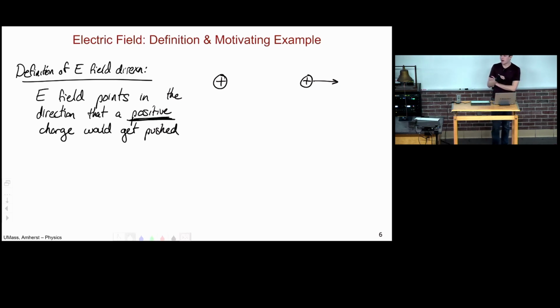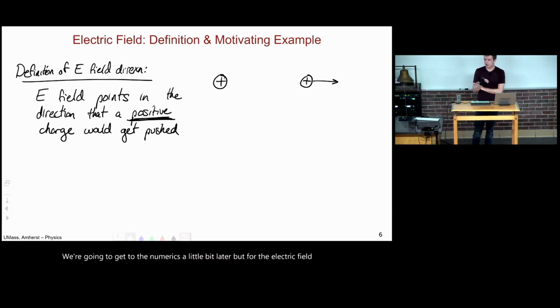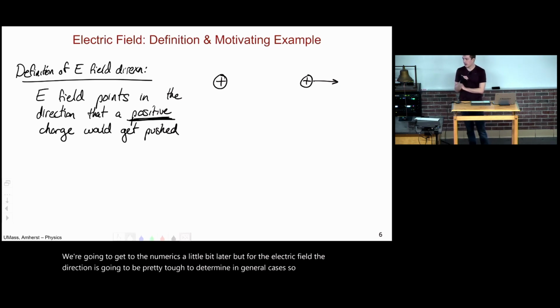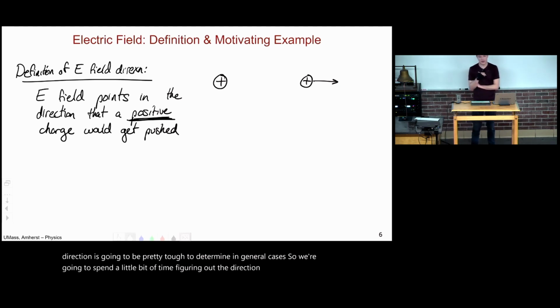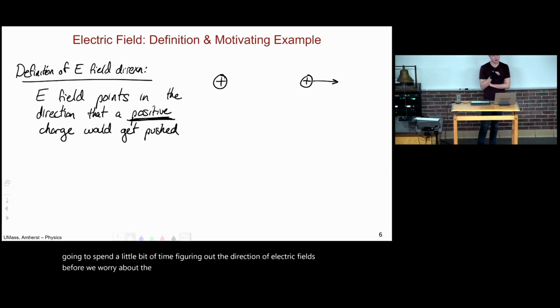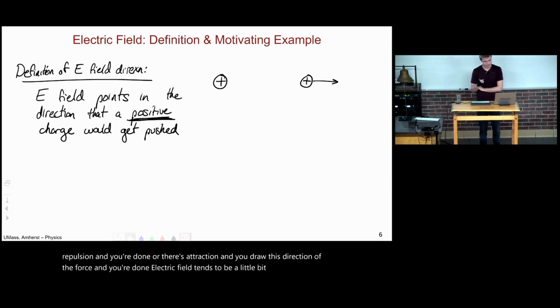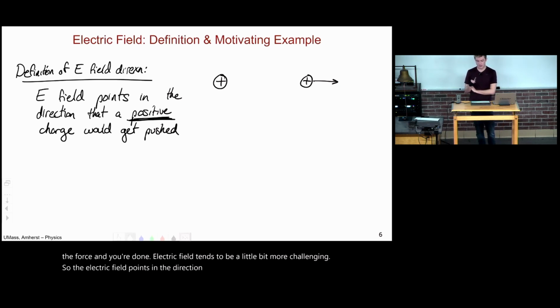We're going to get to the numerics a little bit later. But for the electric field, the direction is going to be pretty tough to determine in general cases. So we're going to spend a little bit of time figuring out the direction of electric fields before we worry about the size. For Coulomb's law, it was pretty easy. There's repulsion, and you're done. Or there's attraction, and you draw the direction of the force, and you're done. Electric field tends to be a little bit more challenging. Okay, so the electric field points in the direction that a positive charge would get pushed.